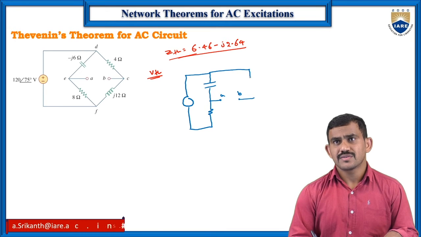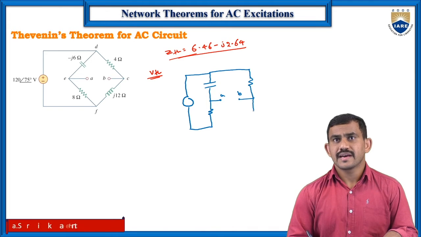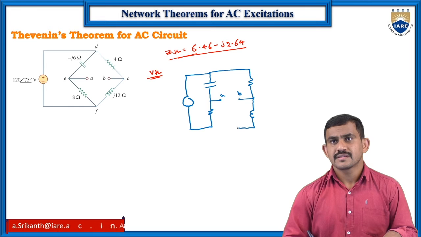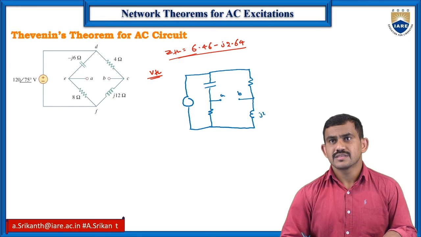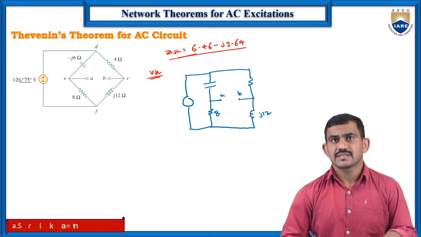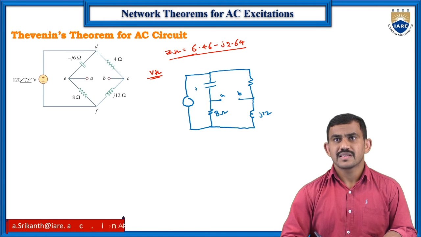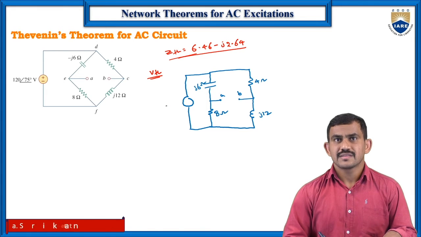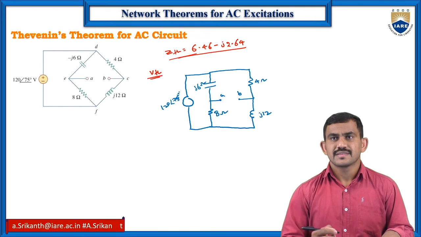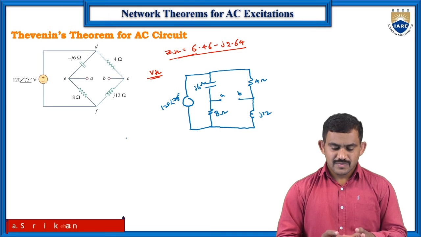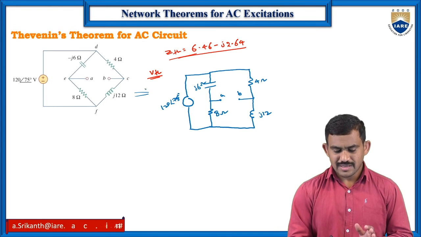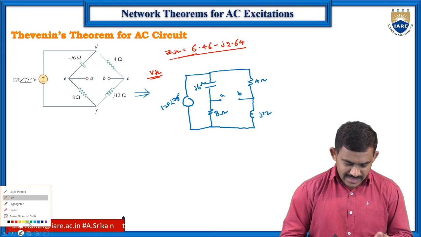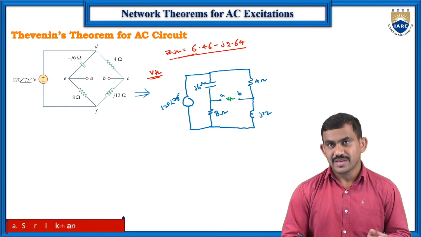I want to draw it in an easy manner. Here I have one inductor, J12, and here 8 ohms, minus J6 ohms, and 4 ohms. And here 120 angle with 75 degrees. This is my circuit now. Same circuit, drawn like this. Now I want to find out the VTH value across AB.